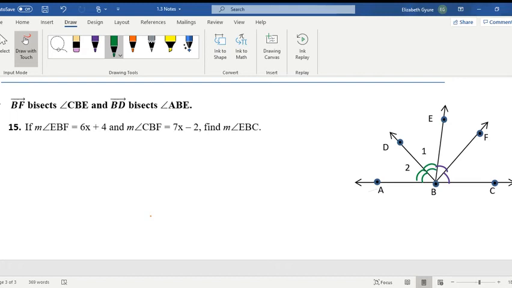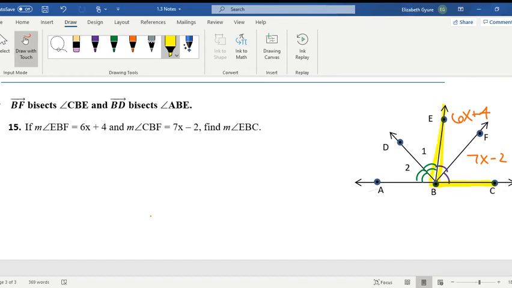And then we're given some angles here. The measure of angle EBF is 6x plus 4, and the measure of angle CBF is 7x minus 2. Find the measure of angle EBC. So let's label that. This one is 6x plus 4. This one is 7x minus 2. And we want to find the entire angle here, EBC.